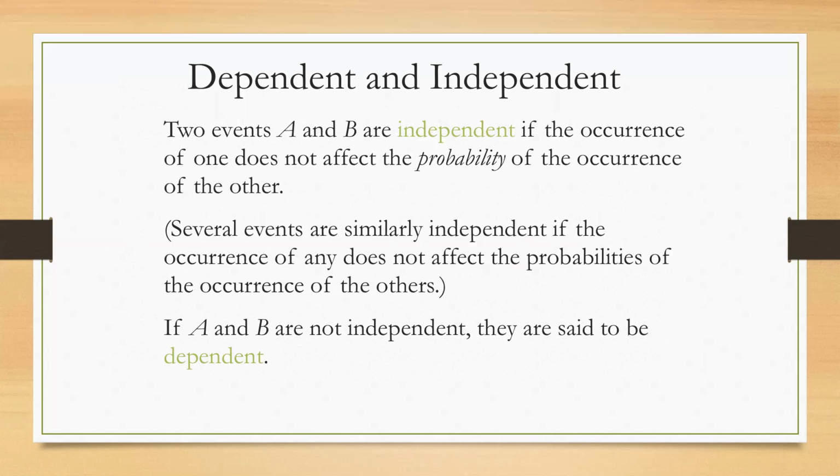Two events A and B are independent if the occurrence of one does not affect the probability of the occurrence of the other. Several events are similarly independent if the occurrence of any does not affect the probability of the occurrence of the others. If A and B are not independent, then they are said to be dependent. So here's an example for you. If you flip a coin and you flip a coin again, does it matter whether you had heads or tails on the first one? And we'll assume you have a fair coin, by the way, not like a double-headed coin or a weighted coin. The point being, it does not matter whether you got heads or tails on the first one because they're independent.